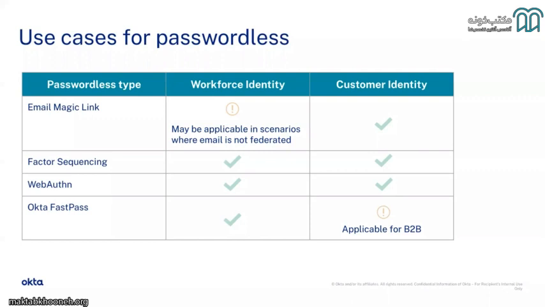Now, in the previous section, we talked about the different options for passwordless in Okta, but it's also important to think through which method of passwordless is applicable to use cases in workforce or customer identity. For example, email magic link doesn't really work well for workforce because your email is typically federated with Okta, which means the user won't be able to access their email until they log in. And so that really means that email magic link is a better fit for customer identity. Factor sequencing and WebAuthn are great fits for both, and it can all be configured through the API if you prefer that for your customer identity use cases.